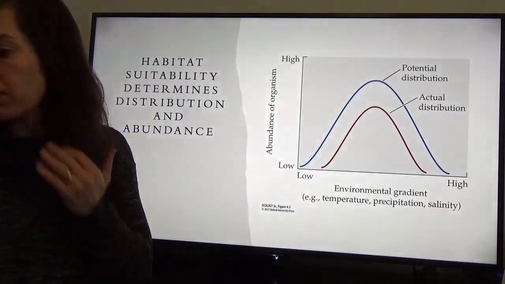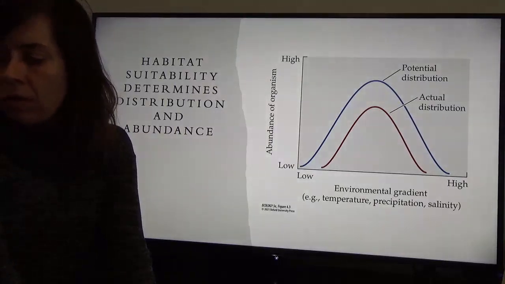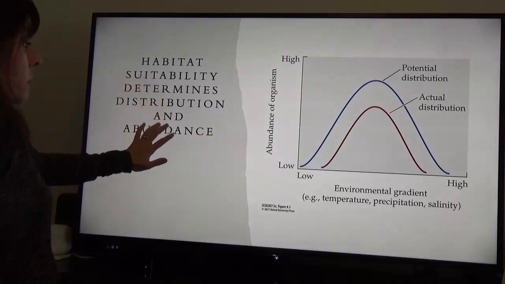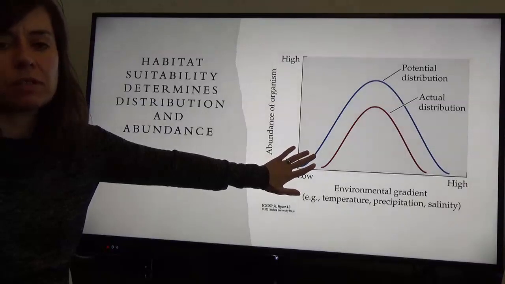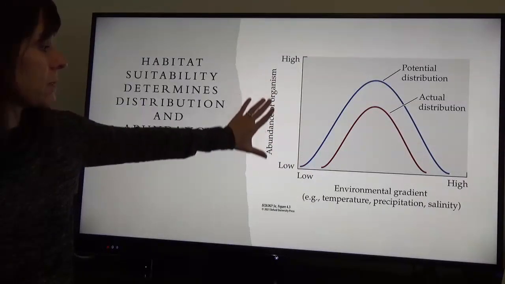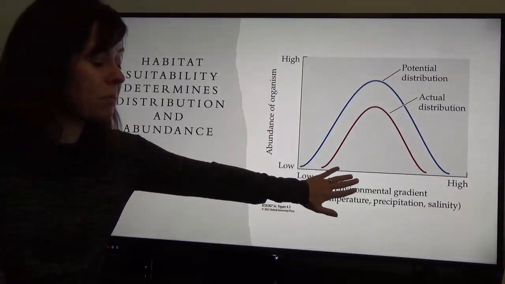Okay, so we know that habitat suitability is going to determine distribution and abundance. So we can go back to this figure that we've looked at a number of times, which gives us information about the abundance of an organism across some environmental gradient.